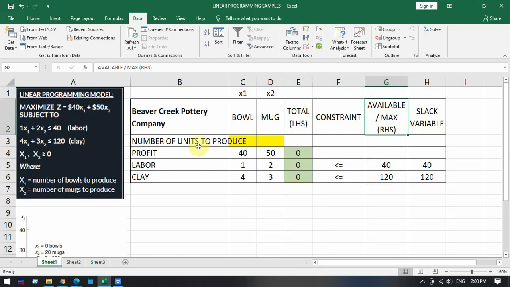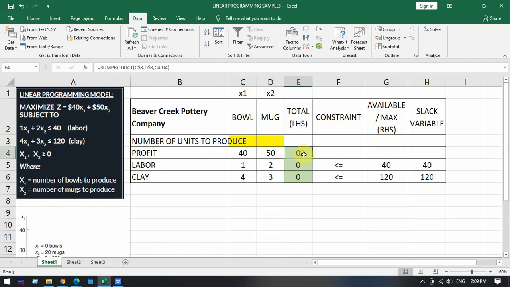So for our data, we put the coefficients here. First, the number of units to produce. These are our variables, the x1 and x2. I have highlighted them in yellow, and we should know that these are the cells that we need to find, that we need to compute, or that our Solver will need to calculate for us. And then our profit: we have the coefficients of 40 and 50 for x1 and x2 respectively. We have the labor coefficients of 1 and 2 and clay of 4 and 3.